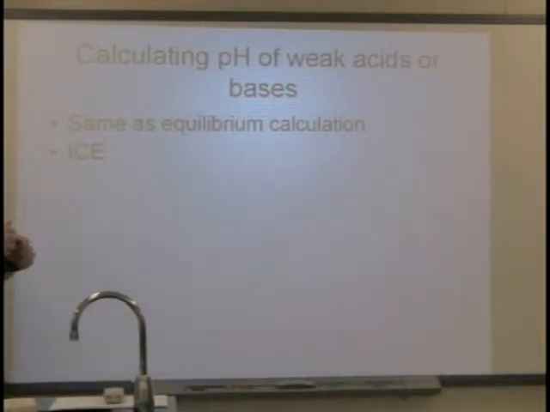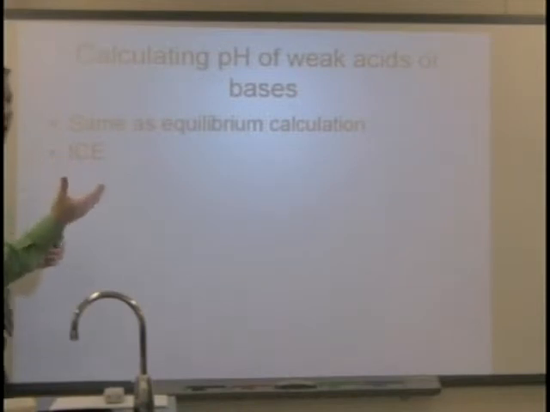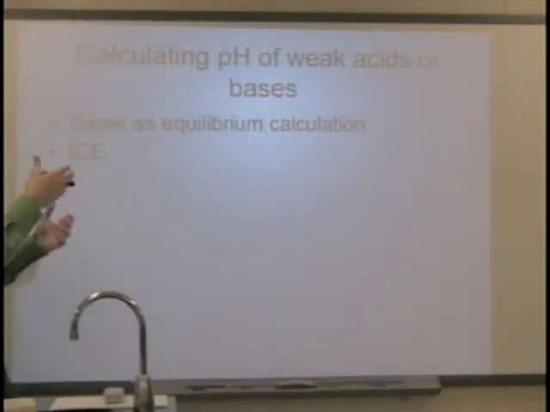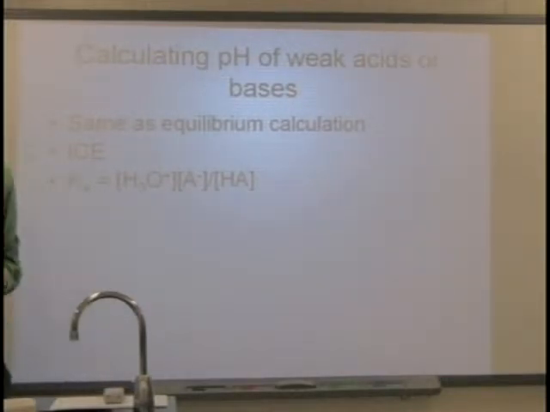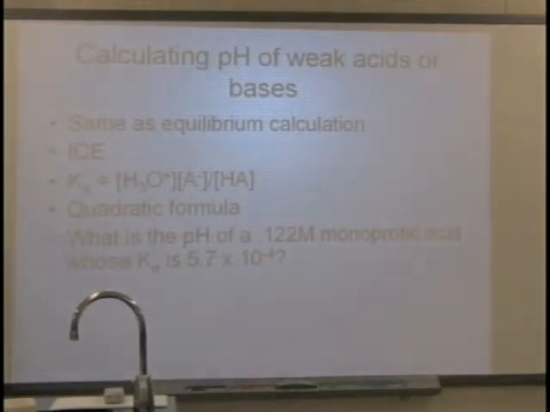So in other words, if I had an acid dissociated in water to make hydronium and then the acid anion, my Ka would end up being the products divided by the reactants. What I have to do from there is then use the quadratic formula. So we're going to do a sample problem right here. What is the pH of a 0.122 molar monoprotic acid whose Ka is 5.7 times 10 to the negative fourth?